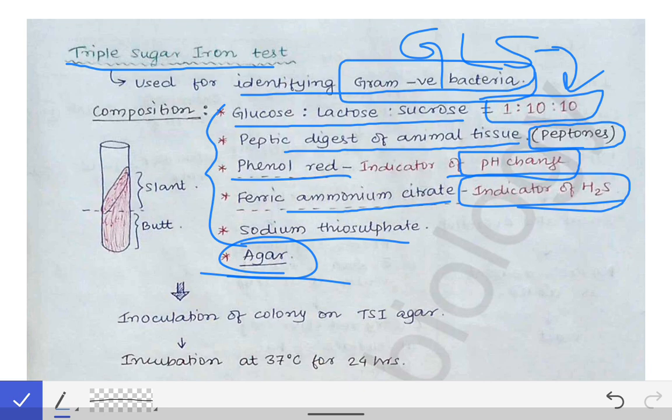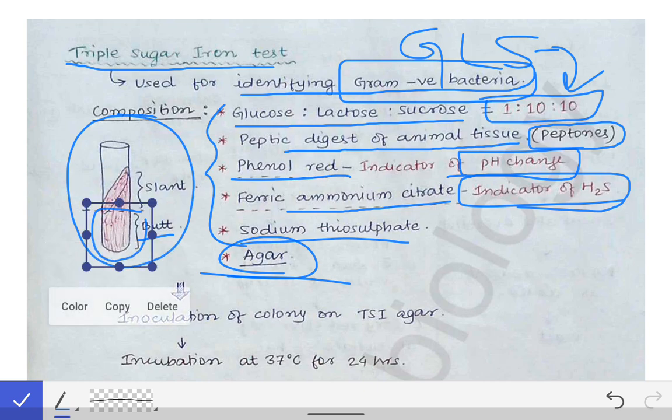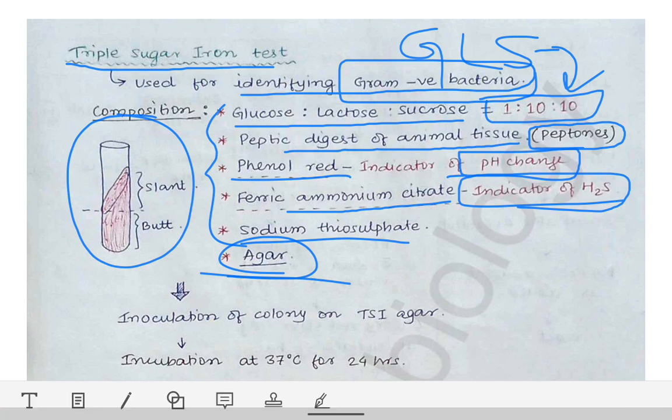So this is how the triple sugar iron agar looks. See, here we have a slant on this agar. There is a slant and there is a butt. The part at the base of the test tube is the butt, and the part which is sloping is the slant. So remember, it has two parts: one is the slant and the other one is the butt. This is very important to discuss further the inference and different parts of this test. So slant and butt, you should be familiar with these two terms.